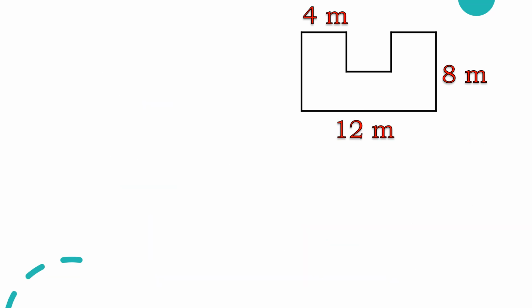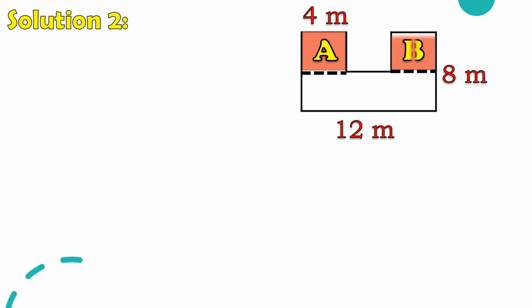Solution number 2. So, same thing din. Ang una nating steps ay gagawa tayo ng imaginary line or we are going to divide the figure. So, here it is. So, nakabuo tayo ng 3 figure. We have figure A, B, and C. Ang A at ang B ay hindi siya rectangle, but it is a square. While the figure C, it becomes a rectangle.